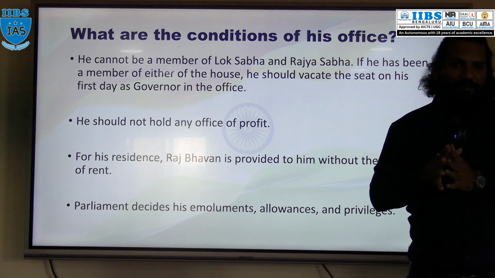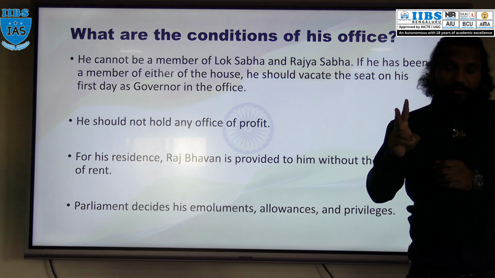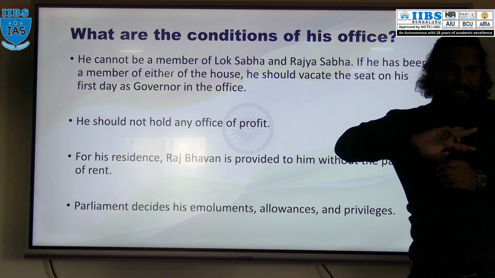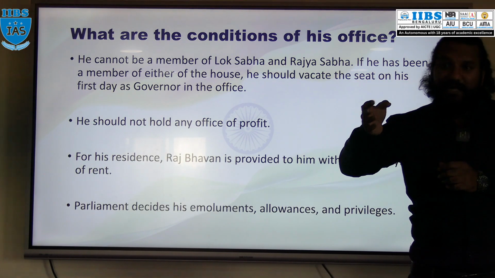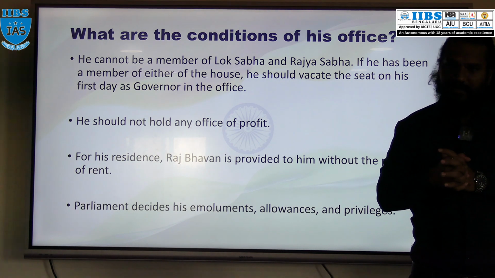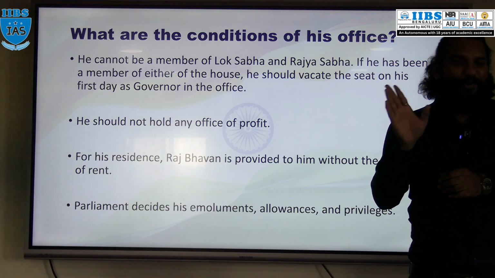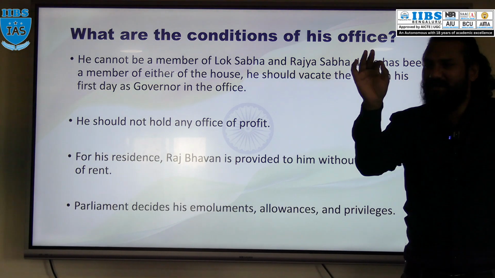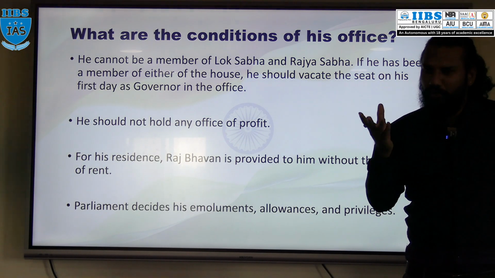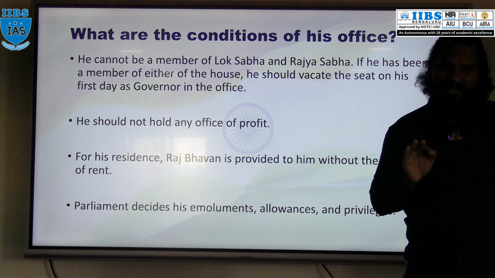No. The governor won't receive double salary. At that time, the salary will be given to the governor by both the states, according to the proportion of their population. So the governor won't get double salary if a person is appointed as governor for two states or more than two states, in simple language, more than one state.